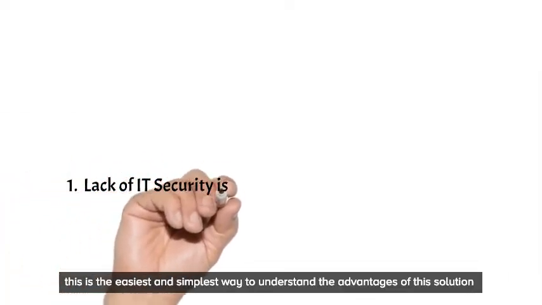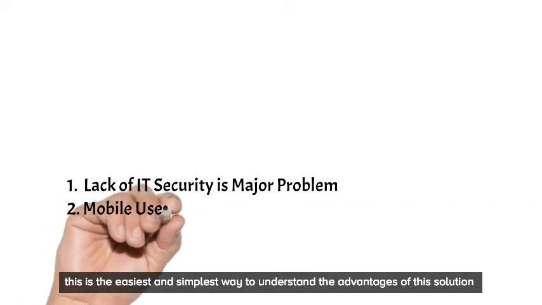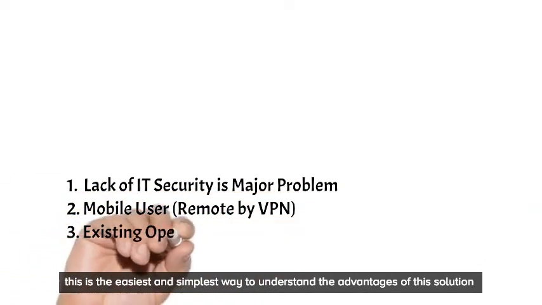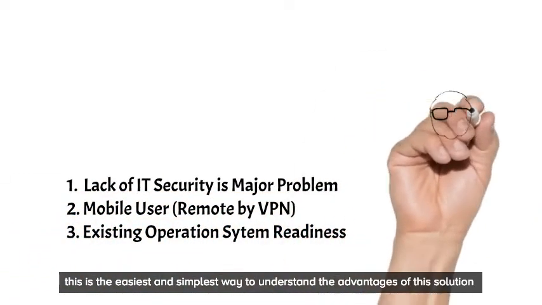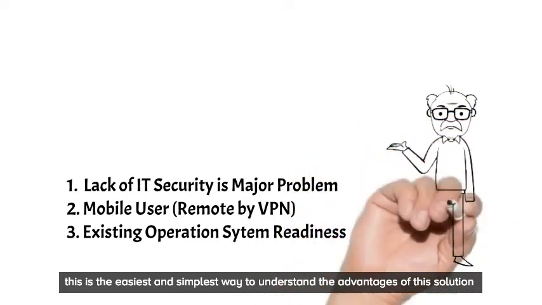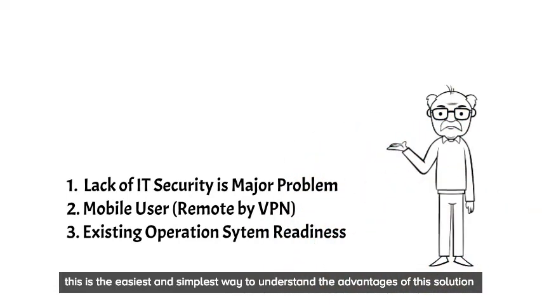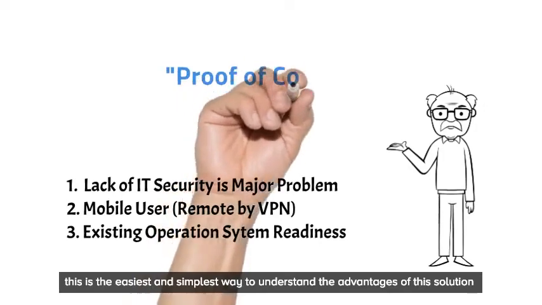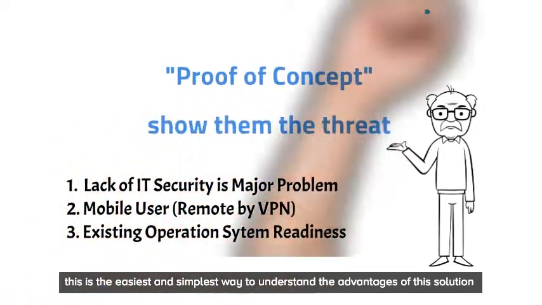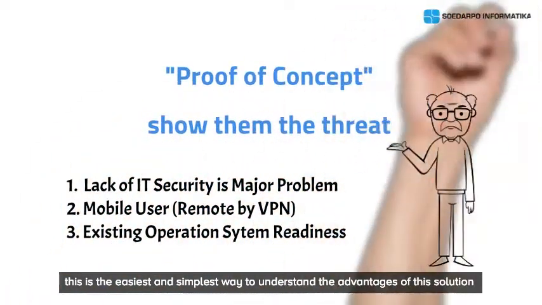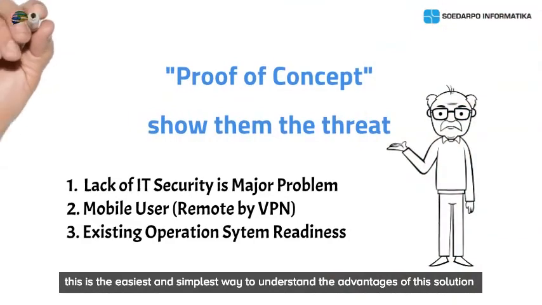Lack of IT security is a major problem. Mobile users remote by VPN is another thing. Existing operation system readiness is also an issue. Proof of concept and show them the threat. This is the easiest and simplest way to understand the advantage of this solution.